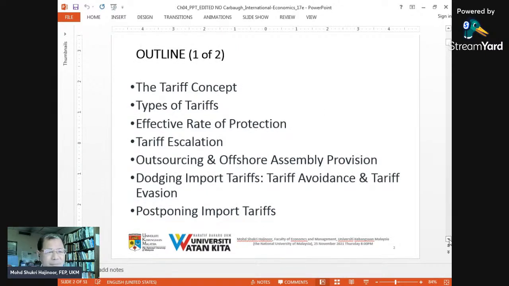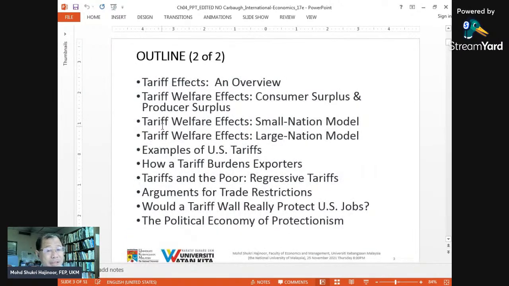And the second part, most important, is the welfare effects of tariff. Two cases, small nation and large nation. We're going to study that large nations will have the terms of trade effect, which small nation does not have. As a result, the welfare effects will be different between the two.